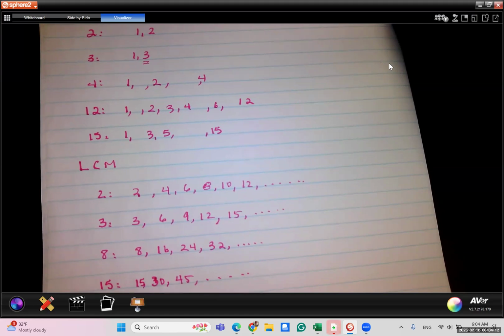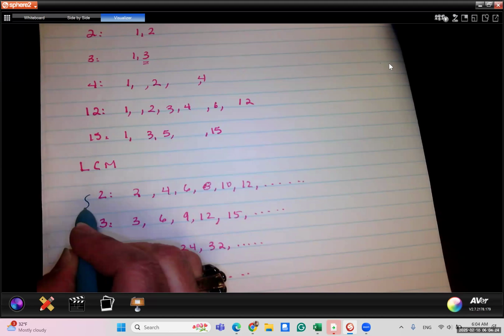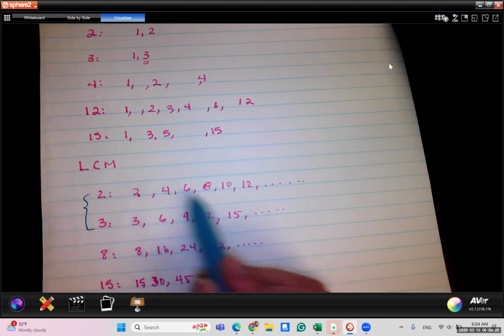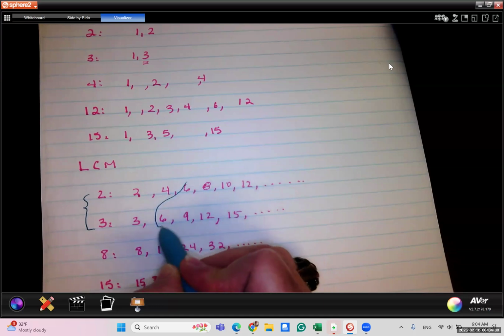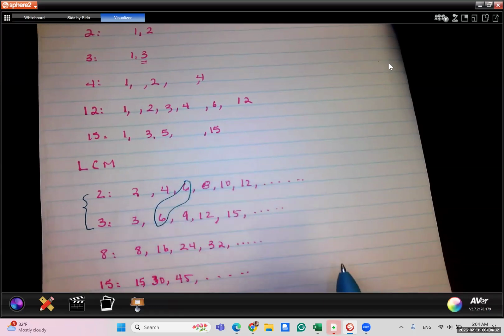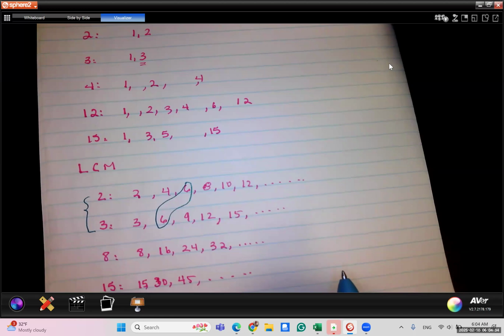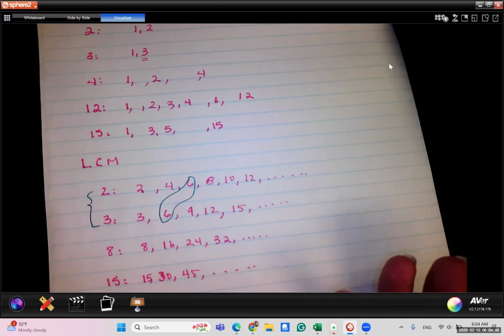Now notice one thing over here. When we talk about the least common multiple of 2 or more numbers, we're talking about the smallest multiple they have in common. So if you look at 2 and 3, for example, they each have their multiples, but notice that they have 6 in common. And 6 is the smallest multiple they have in common, because before that, they have no other multiples in common.